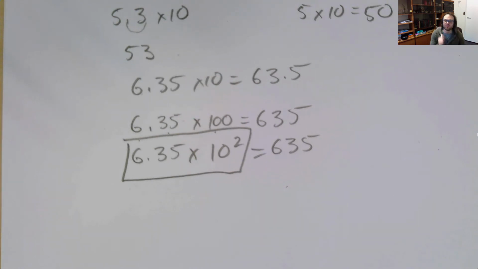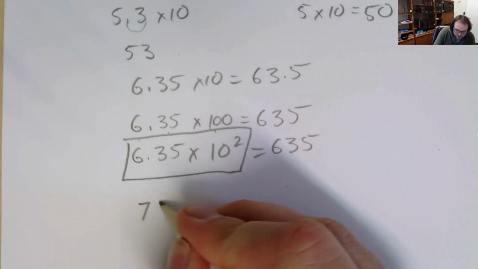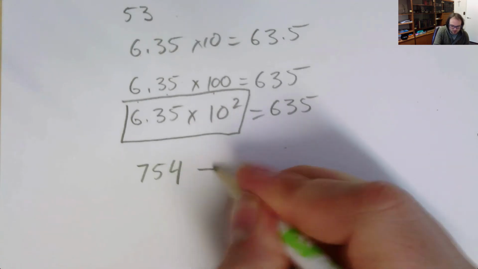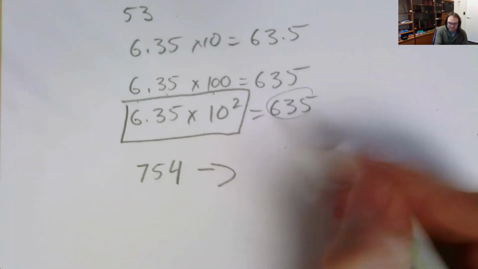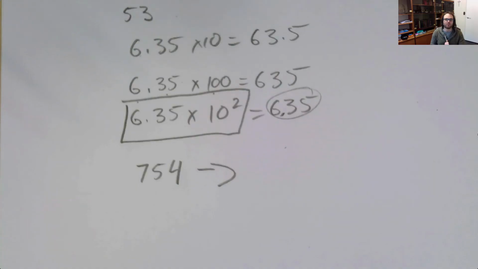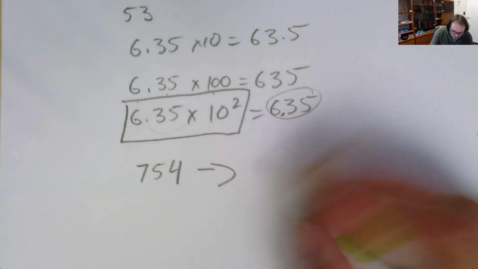Now this part here is what we call scientific notation. That means we only have one digit before the decimal. So let's look at that here. We're going to look at something, and we want to put it in scientific notation. So that's like working in reverse. So let's say I have 754, and I want to put this into scientific notation. So I looked at 635. I want the decimal only after the first number.